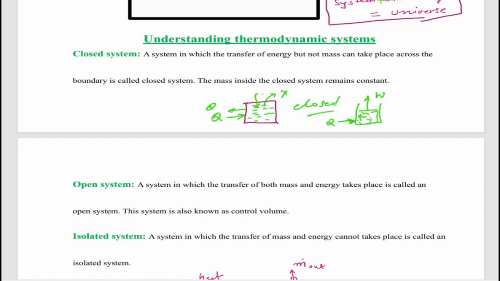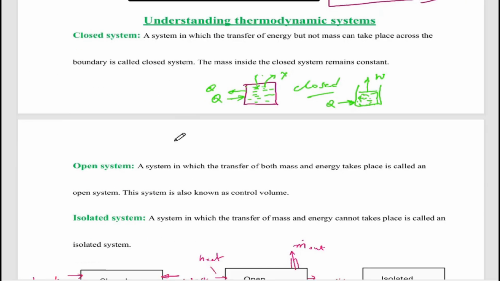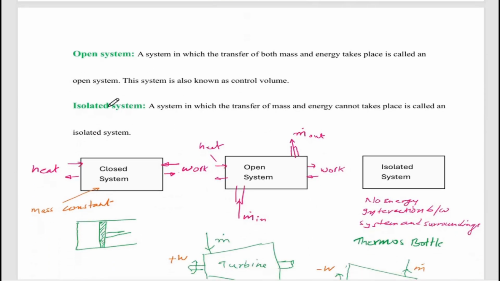The second one is an open system. Open system means both energy and mass may interact between the system and surrounding, right? And the third one is the isolated system. Isolated system means there is no interaction of mass and energy with the system, right?